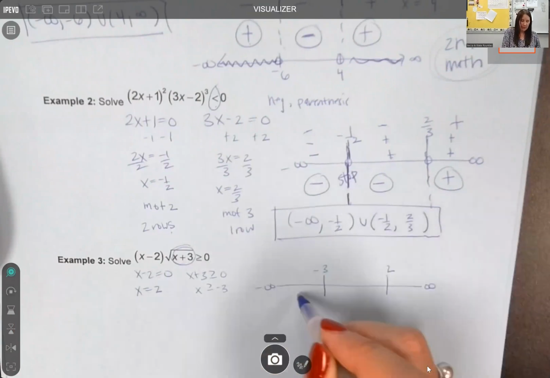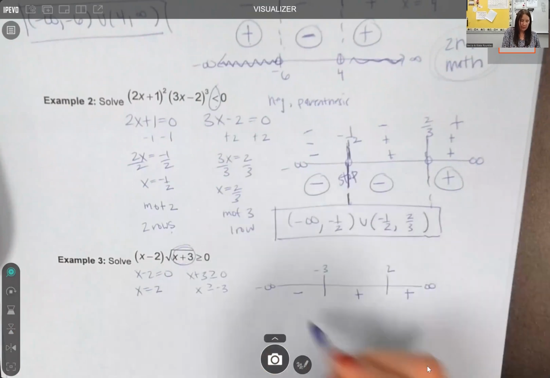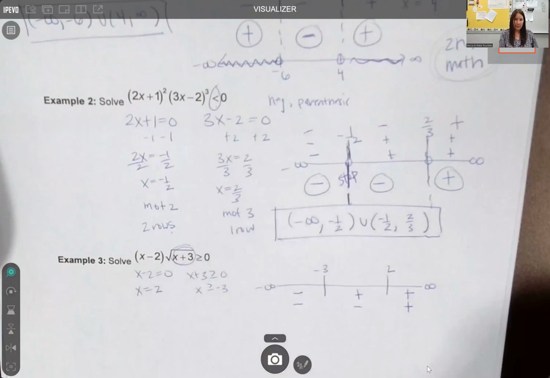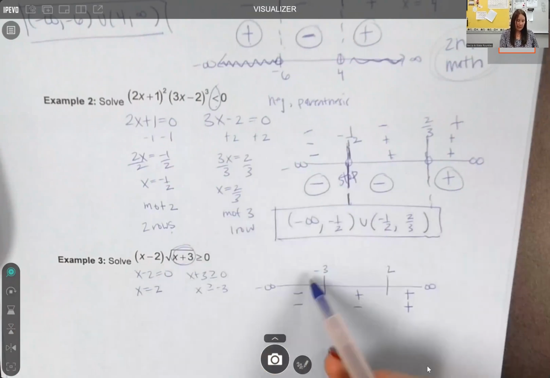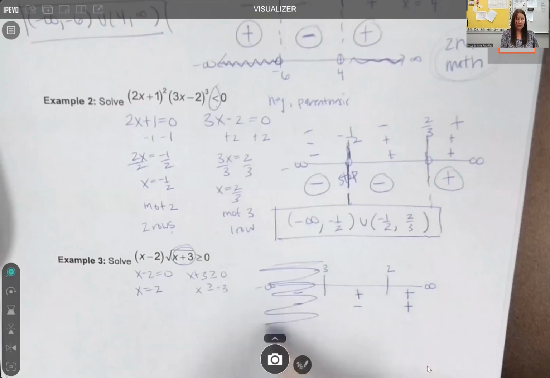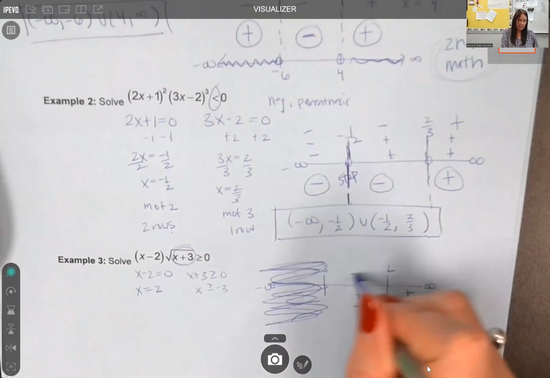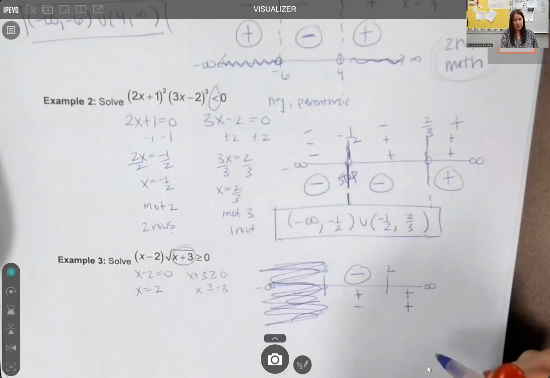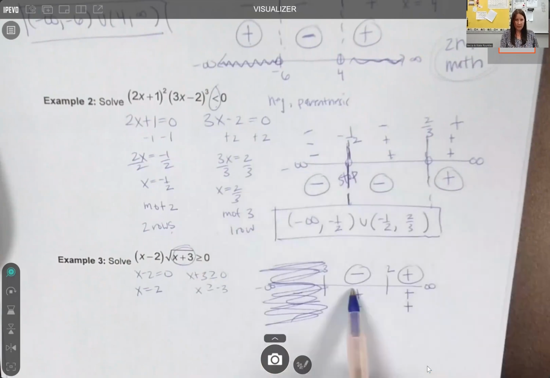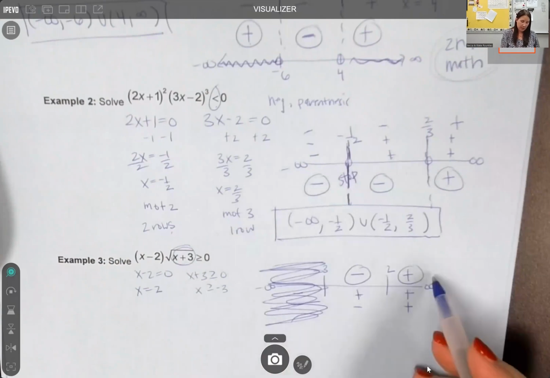Okay, we're going to make our chart just like normal. Negative, positive, positive, negative, negative, positive. Okay, now remember, anything on the left side of -3 isn't going to matter. So let's cross this off so we don't even look at it, okay? Because I can't use anything because of that square root restriction, that domain restriction right there. So this is going to be positive multiplied by negative is negative, and then this is positive. So we've got a negative here and a positive here. So the only time this is going to be positive is from 2 to infinity.